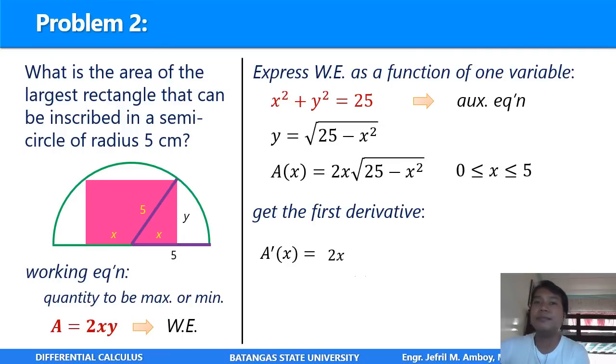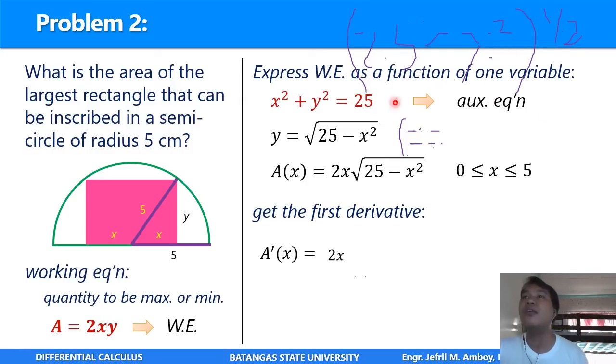But this second term, gamitan natin ang pen, ay pwede nating ma-express as 25 minus x squared, raised to 1/2. Ayan. So, siguro okay na yun. Nakita niyo na kahit paano. No? So, we will differentiate this. No? Paano ba mag-differentiate nito?